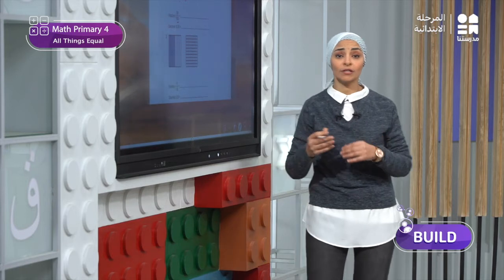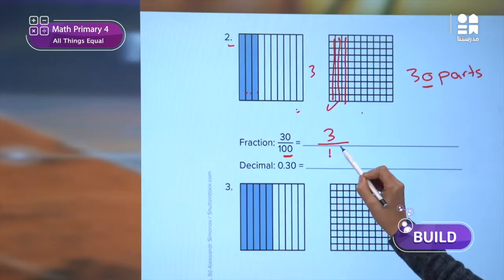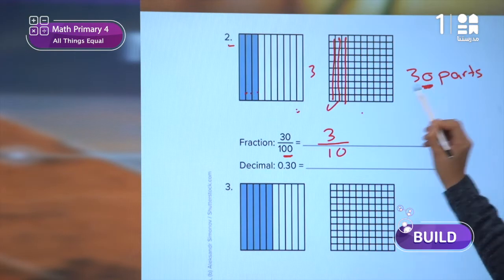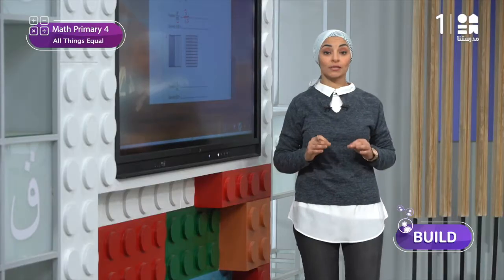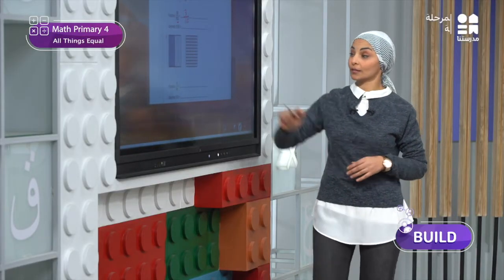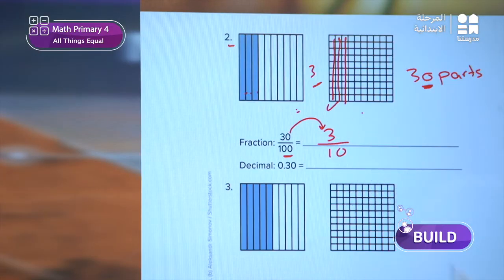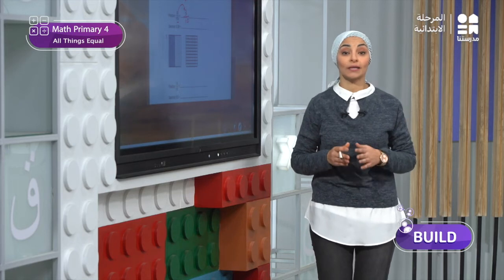30 over 100, equivalent to what? Yes, equivalent to 3 over 10. مش احنا قلنا 30 hundredths هي نفسها 3 over 10. طيب we can also notice that if 30 in the numerator is now 3, right? If 30 becomes 3, becomes less. يبقى عملت إيه؟ Divided by 10.